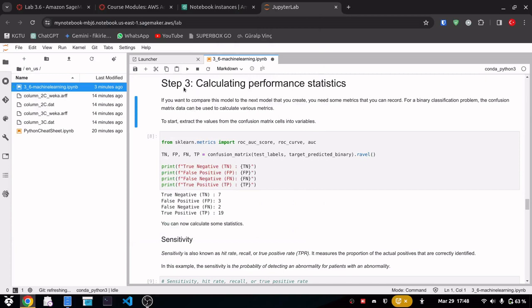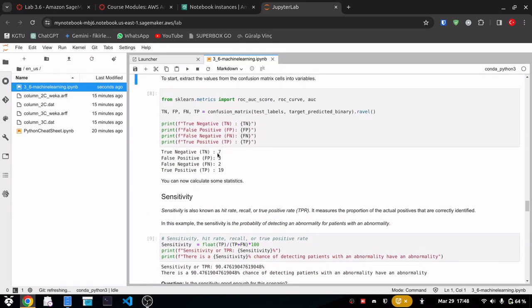Okay, let's continue from step 3, which is calculating performance statistics. If you want to compare this model to the next model that you construct, you need some metrics that you can record. For a binary classification problem, the confusion matrix data can be used to calculate various metrics. To start, extract the values from the confusion matrix cells into variables. If you extract them as in here, we have 7 true negatives, 3 false positives, 2 false negatives, and 19 true positives.